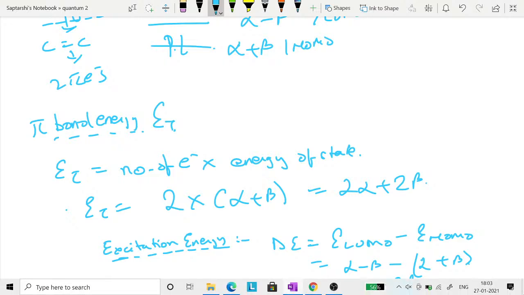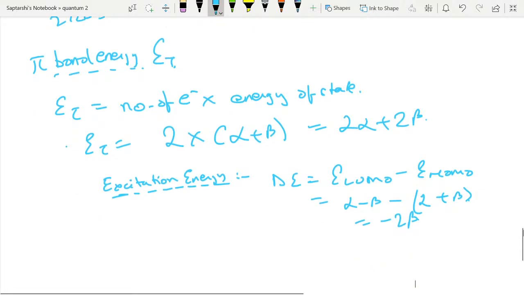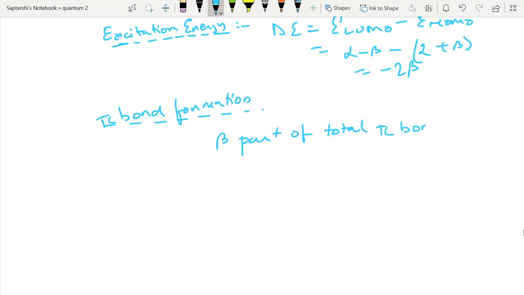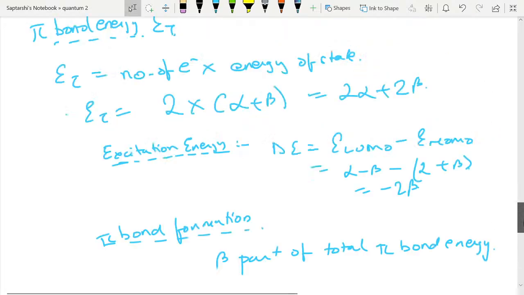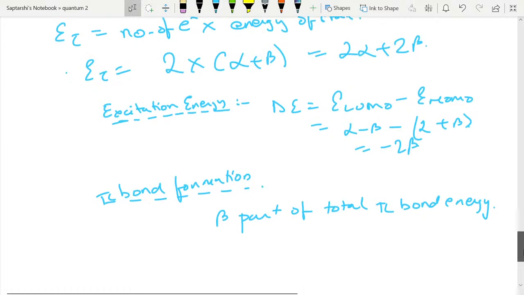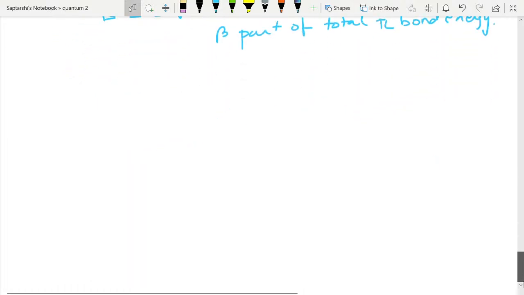And the last part that we have for this is the pi bond formation energy. Pi bond formation energy is the beta part of the total pi bond energy. For this ethylene molecule, the pi bond formation energy will be 2 beta, because 2 beta is the beta part of the total pi bond energy. So this was the main logic behind it.